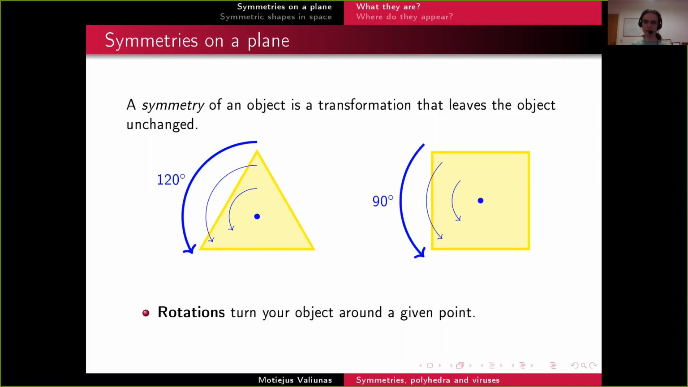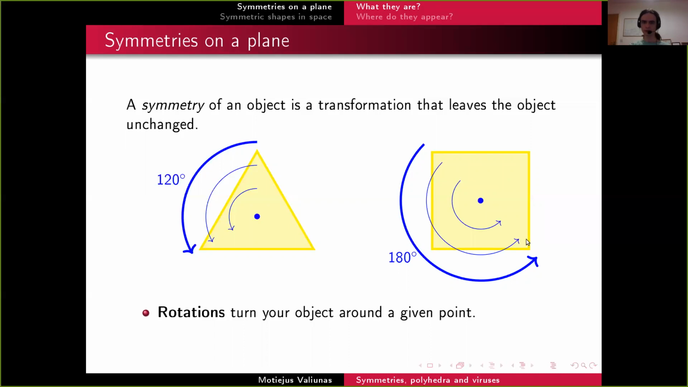Another example: you can do the same thing for a square, just rotating it by 90 degrees. That's 1/4 of a turn. And again, you will end up with the square you started with. Or you can rotate a square by 180 degrees. That's a half turn. You'll move this vertex over here to this vertex over here, but since these vertices are indistinguishable, you will not see any difference.